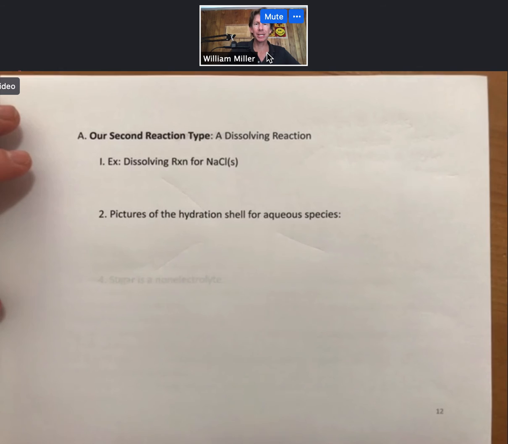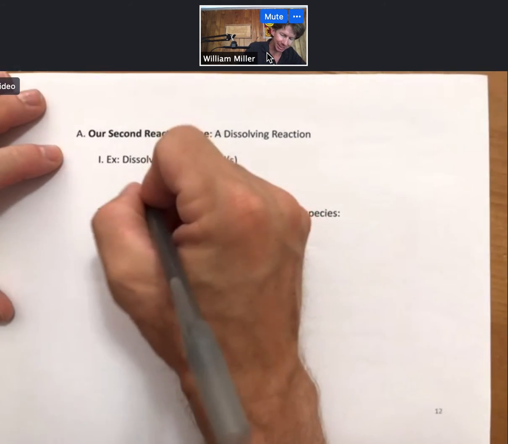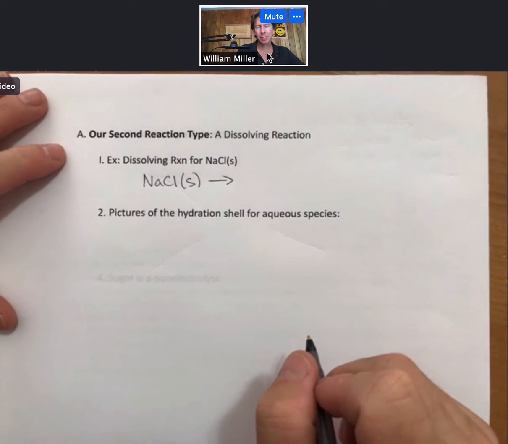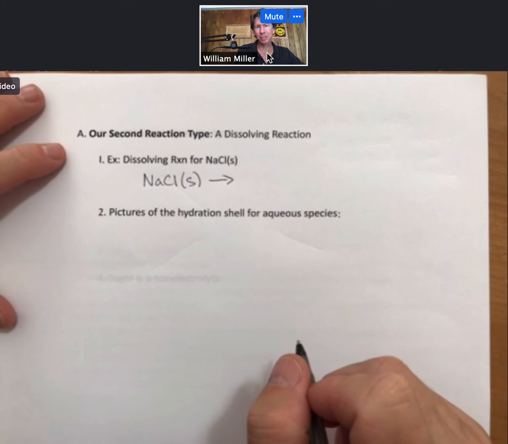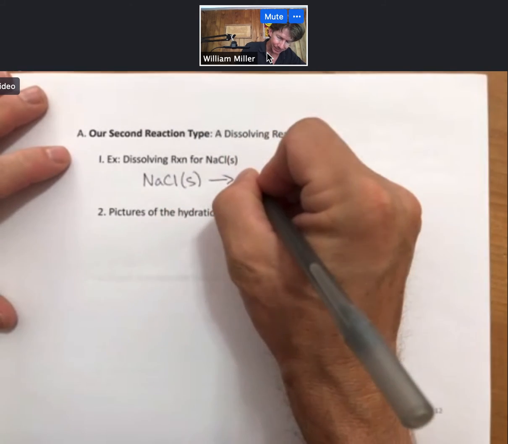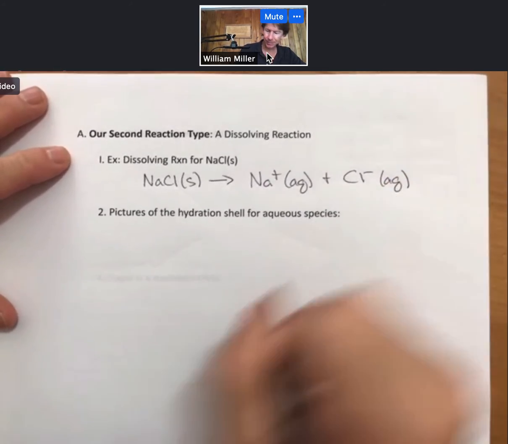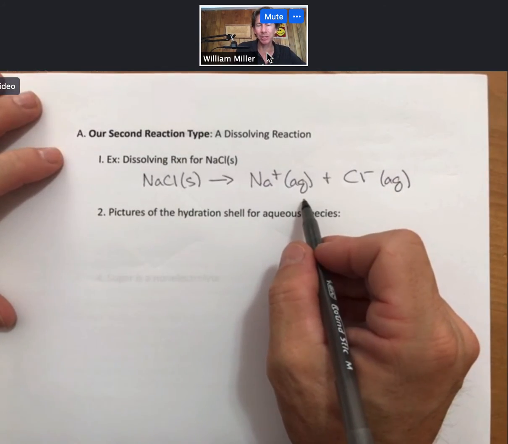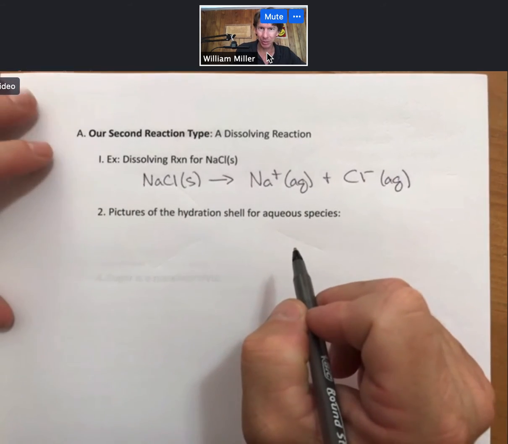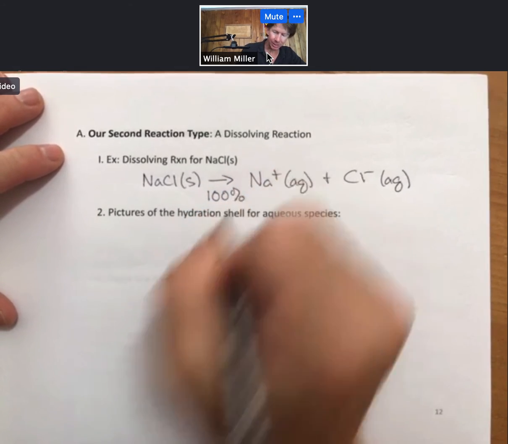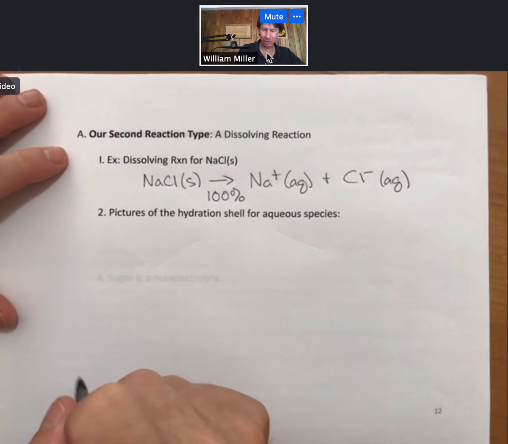And to really understand electrolytes, we need to talk about our second reaction type, a dissolving reaction. A dissolving reaction for sodium chloride looks like this. Sodium chloride, which is a solid, goes into the aqueous phase. And because sodium chloride is a strong electrolyte, it breaks up into ions. And these are the ions that we're familiar with, sodium ions and chloride ions. These ions will always be familiar to us. And it does this for sodium chloride 100% because it is a strong electrolyte.